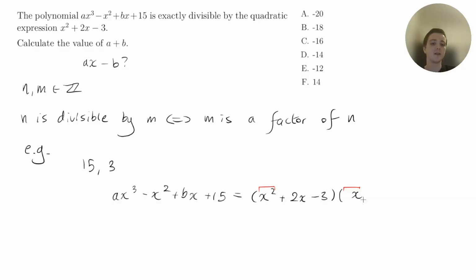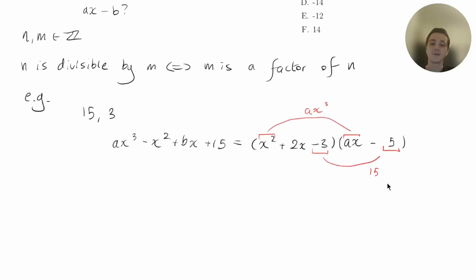So for example, x squared times whatever our x term is has to be ax cubed, the x cubed term over here. And so we know that this has to be ax. And similarly, whatever the constant term is, it has to multiply with minus 3 to make 15. So we know that it has to be minus 5. Okay, that actually isn't terribly important, but it does give us a way to solve this problem.